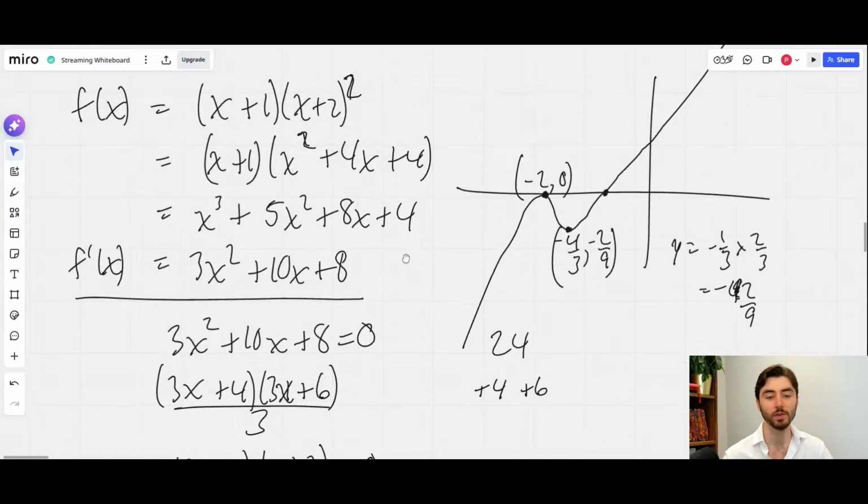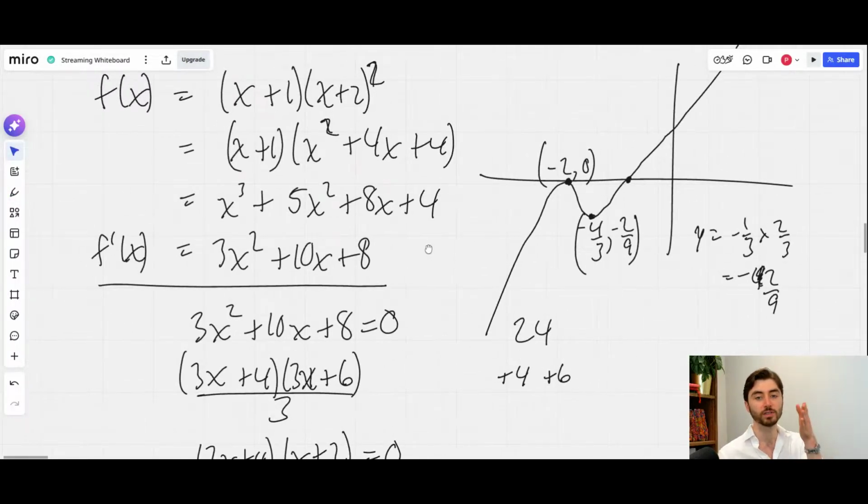So that is how you can use differentiation to find turning points, because at turning points, the gradient is 0, which means that dy/dx is equal to 0. Gradients, tangents, normals, yeah. Stationary points, yeah.